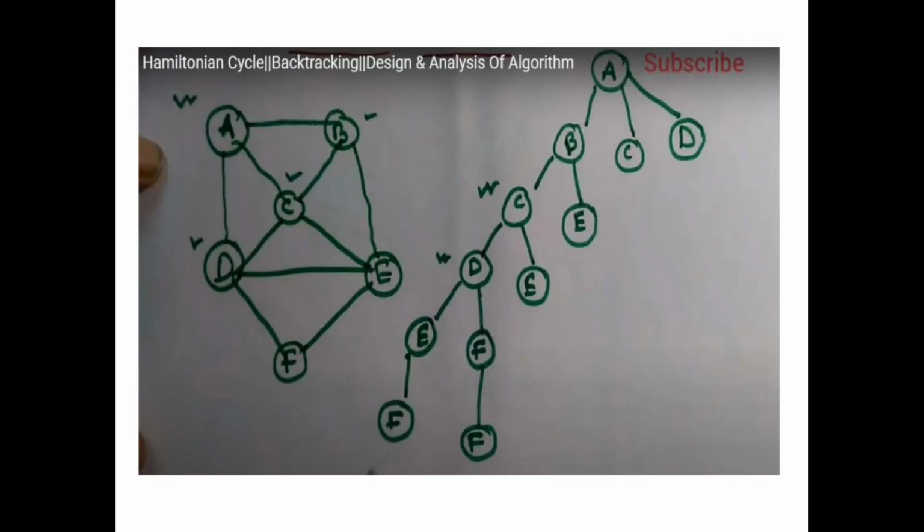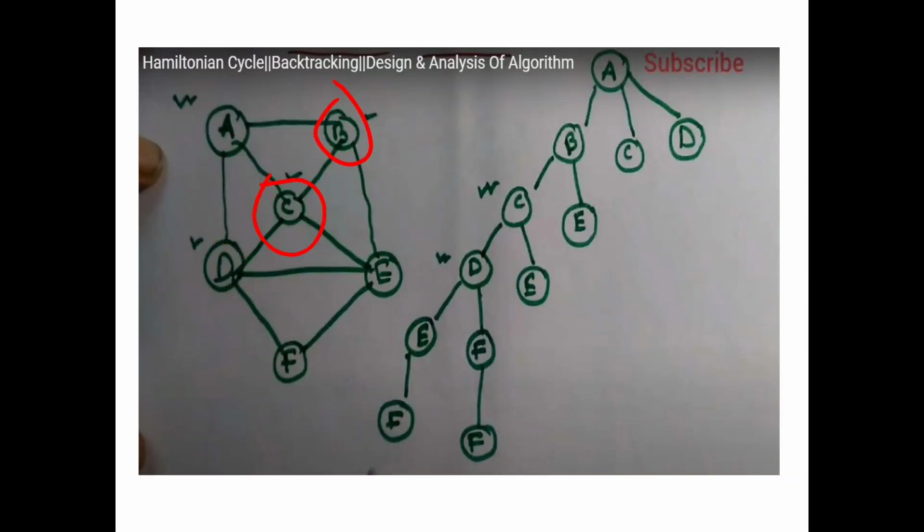The graph considered in the Hamilton cycle has vertices A, B, C, D, E, F. A is the starting vertex. The vertices adjacent to A are B, C, D.